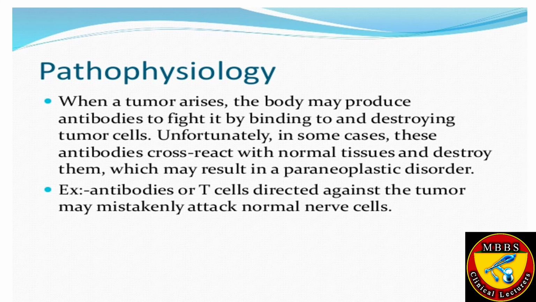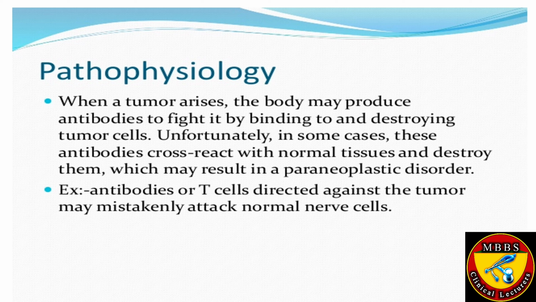It's also very important to understand the pathophysiology of paraneoplastic syndrome. When a tumor arises, the body uses antibodies to fight it by binding to and destroying the tumor cells. But unfortunately, in some cases, these antibodies cross-react with normal tissue. So this is a very important point. These antibodies which are going to destroy the tumor cell are also going to cross-react with the normal tissue and destroy it, which may result in a paraneoplastic disorder.